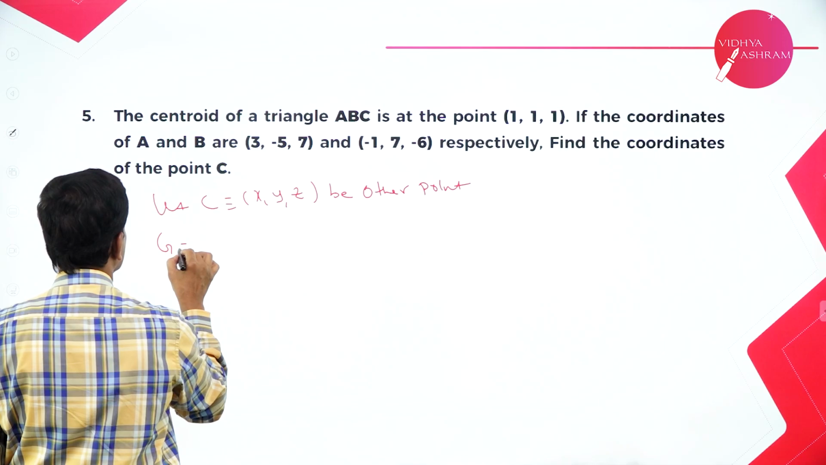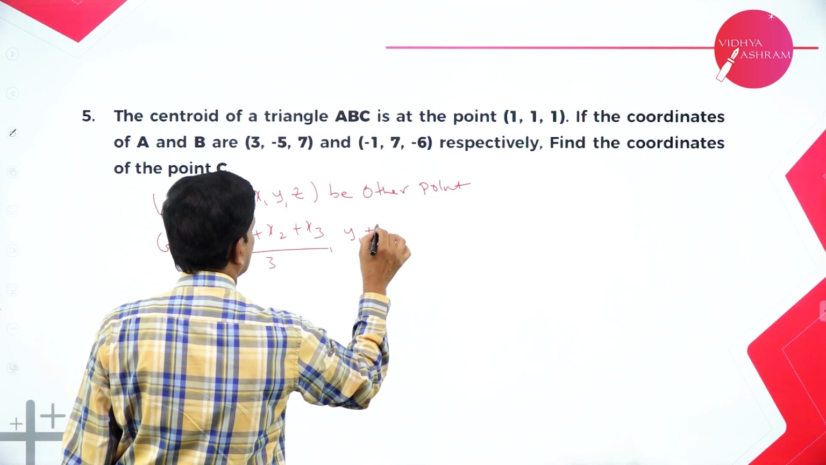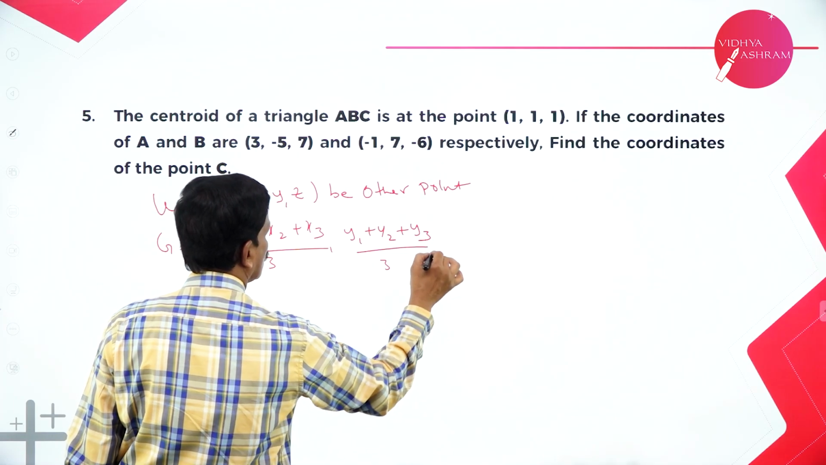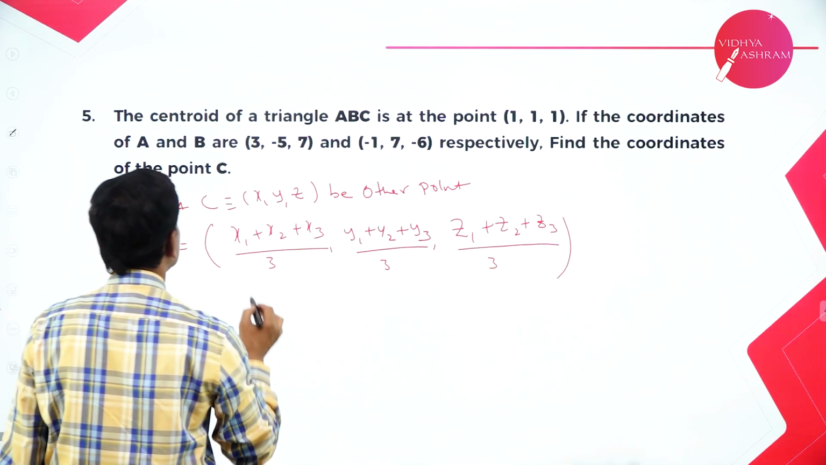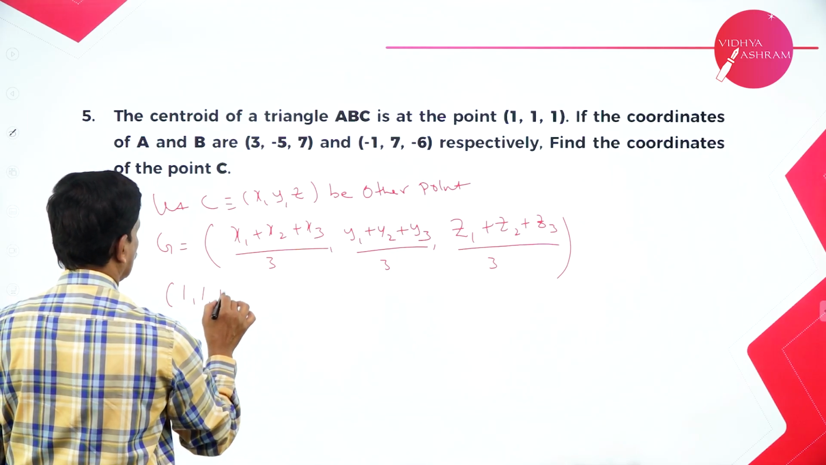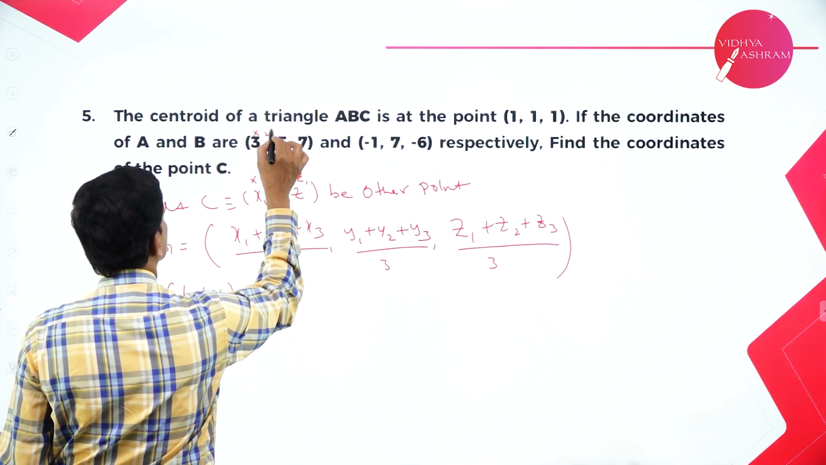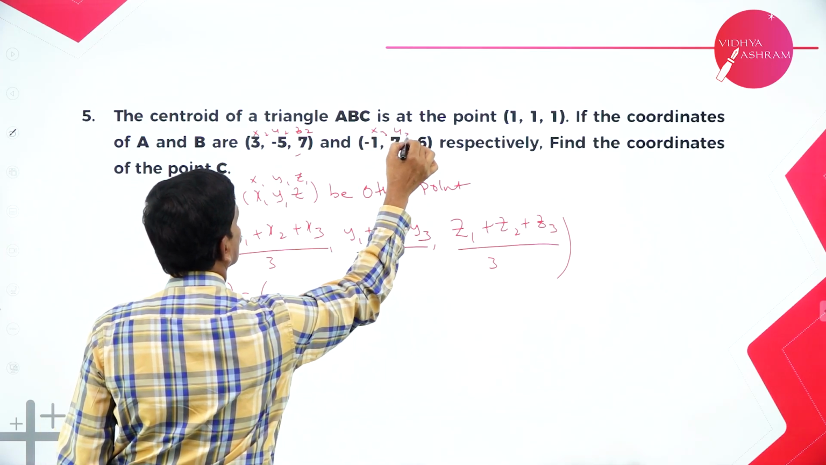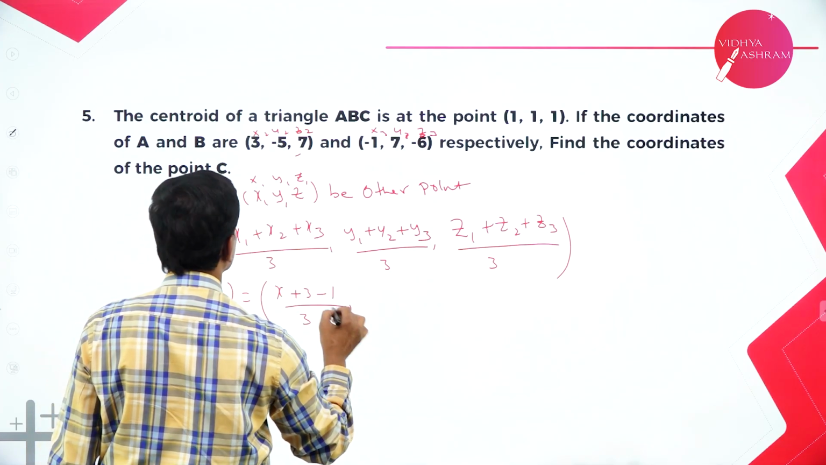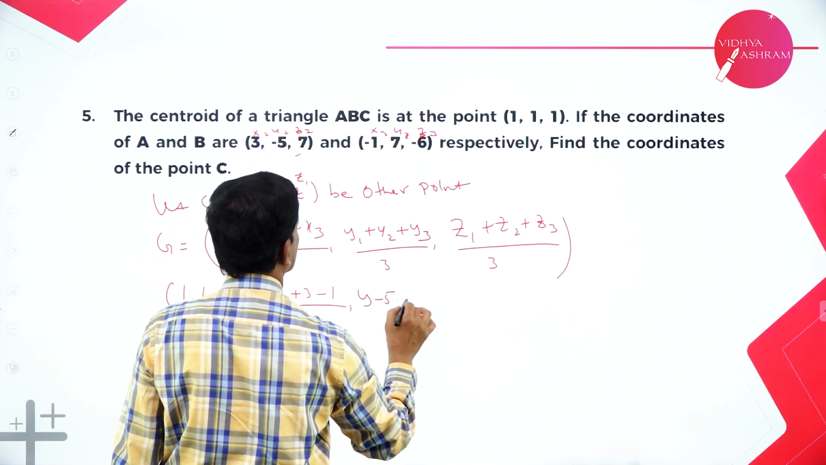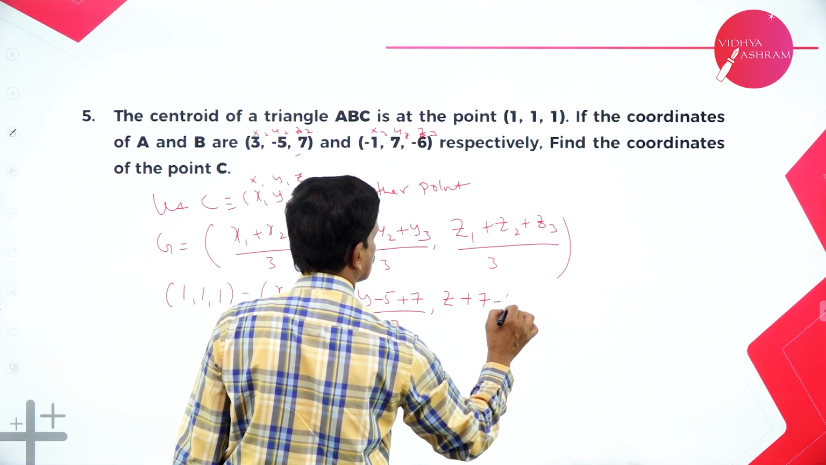Now using the centroid formula, G is equal to (x1 plus x2 plus x3) by 3 comma (y1 plus y2 plus y3) by 3 and (z1 plus z2 plus z3) divided by 3. Now, G is already given. The centroid is (1, 1, 1) is equal to, this is x1 y1 z1, this is x2 y2 z2, x3 y3 and z3. So (x plus 3 minus 1) divided by 3, (y minus 5 plus 7) divided by 3, comma (z plus 7 minus 6) divided by 3.